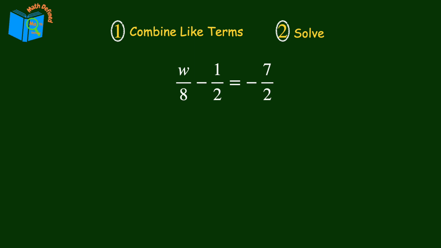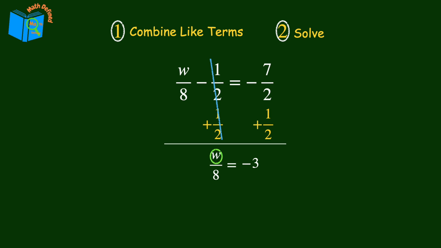In this first equation, we have a fraction involving w and a constant term, negative 1/2. To combine the like terms, we will move the negative 1/2 to the other side by adding 1/2 to both sides of the equation. On the left side, the 1/2s cancel out, leaving w over 8. On the right side, we combine negative 7/2 and positive 1/2 to get negative 6/2, which simplifies to negative 3.